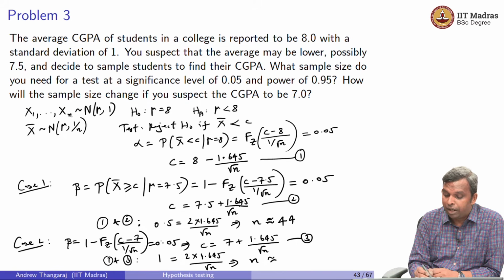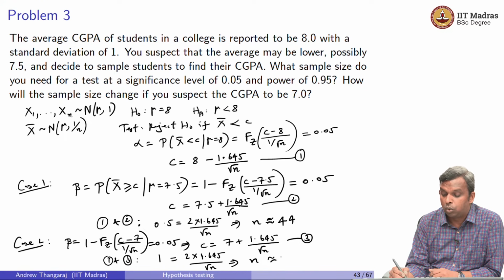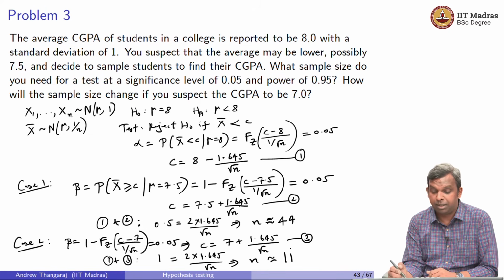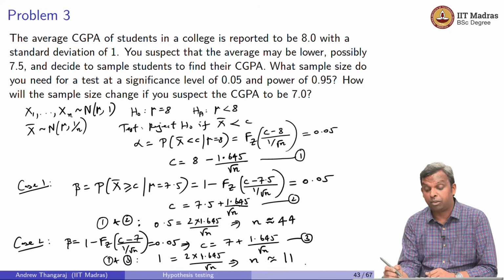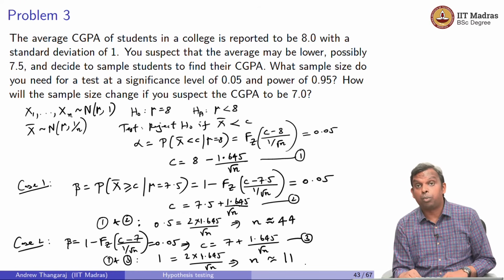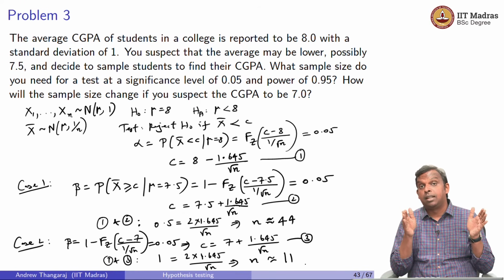So instead of 0.5, I made it 1. Previously we had 4 times 1.645 squared. Now we'll just have 2 times 1.645 squared. So it will go down to 11, I think. Isn't it 11? I think so. So n will be roughly 11. Okay. So if you want power only against an alternative which is farther away, then with a fewer number of samples, you'll have more power.